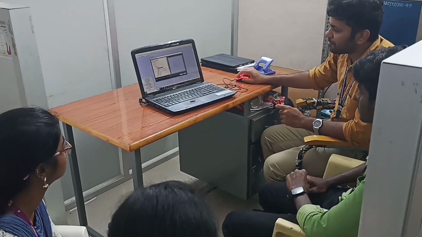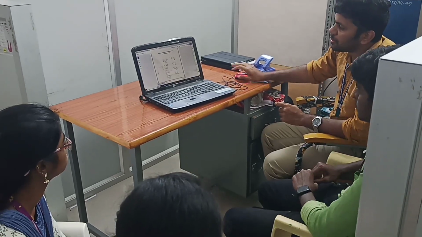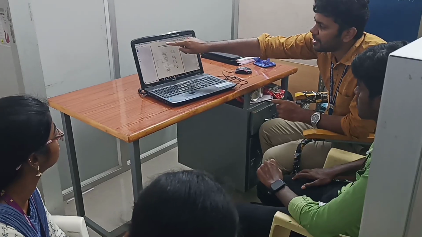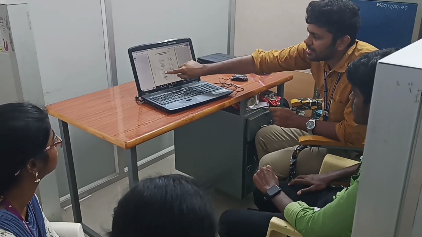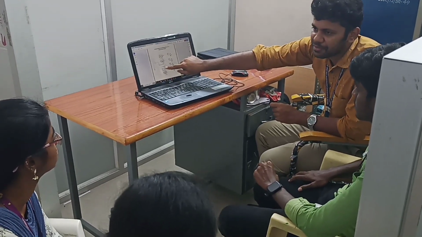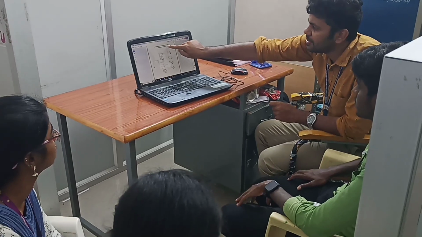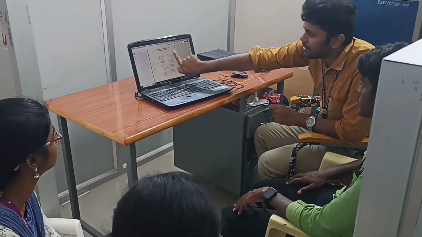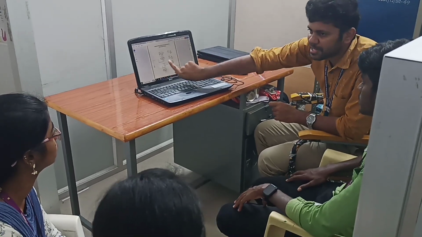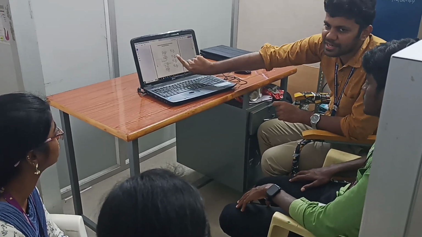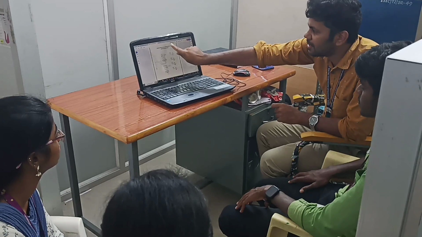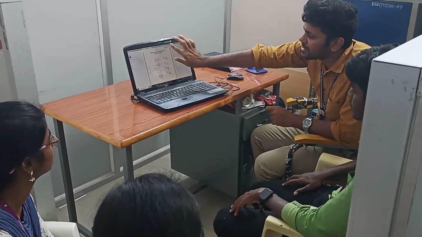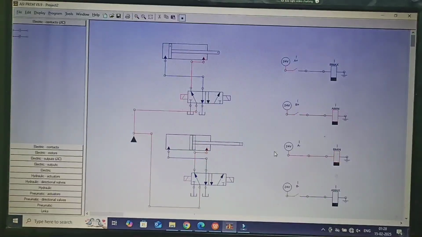In the circuit diagram we can see that there are two hydraulic cylinders. We are going to name the first one cylinder A and the next one cylinder B. From this we are going to see A plus, B plus. A plus means extension of cylinder A. B plus means extension of cylinder B. B minus means retraction of cylinder B, and A minus means retraction of cylinder A.